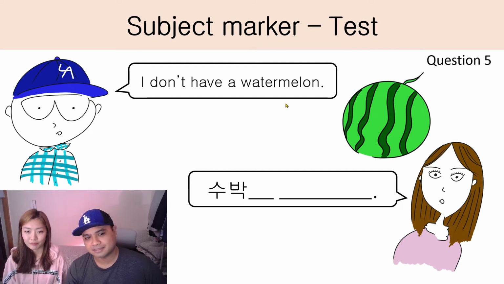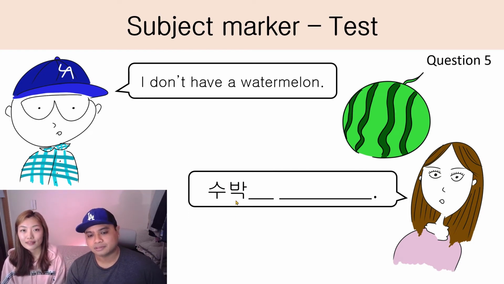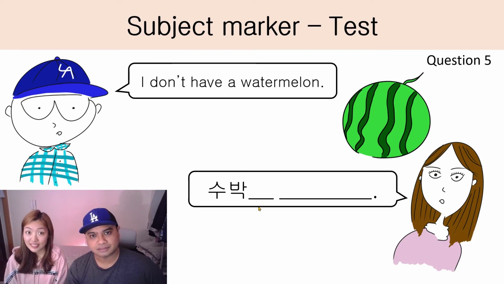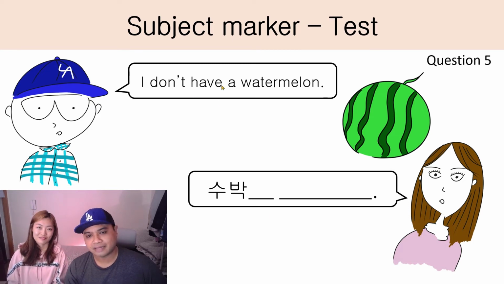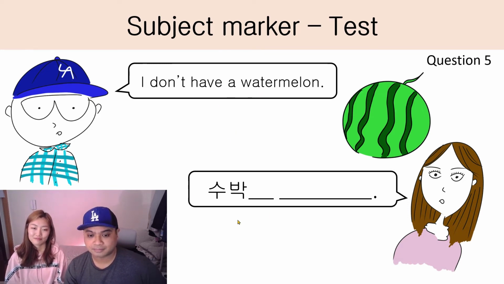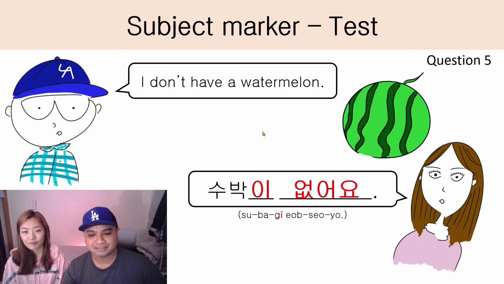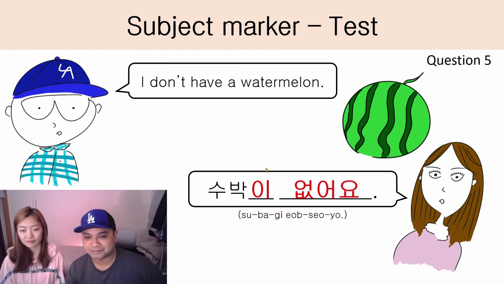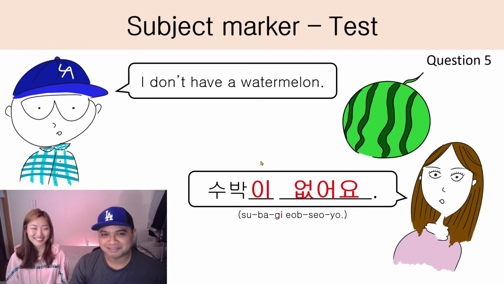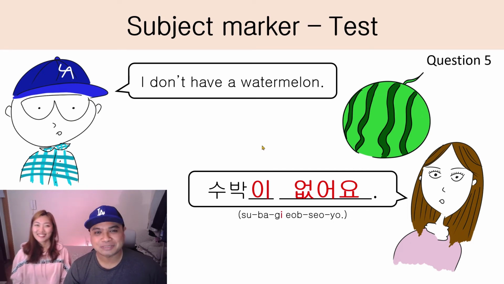Okay, the next sentence says, I don't have a watermelon. Watermelon in Korean is 수박, and because it ends with a consonant, you need to use 이, E. And to say I don't have a watermelon in Korean, you can say, 수박이 없어요. Yes. Am I saying it correctly? Yeah. Oh, yes. All right, last question.